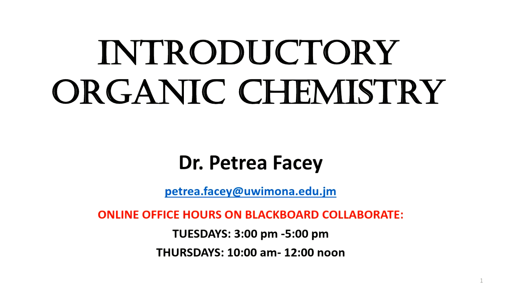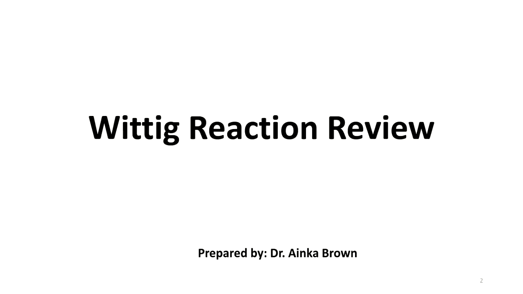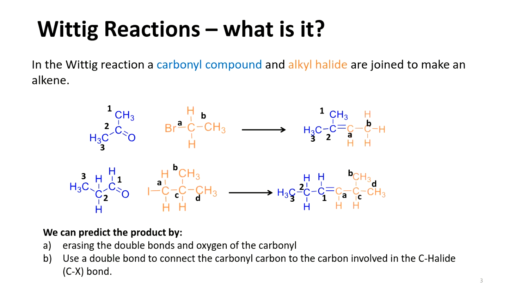All right, so let's get started. Okay, so we're looking at Wittig reactions, and we did this the last lecture before we had the break. So we just thought we would review it briefly before we move on to the other topic on the carbonyl compounds. So what is a Wittig reaction? It's a reaction between a carbonyl compound and alkyl halide, and we are making a carbon-carbon double bond.